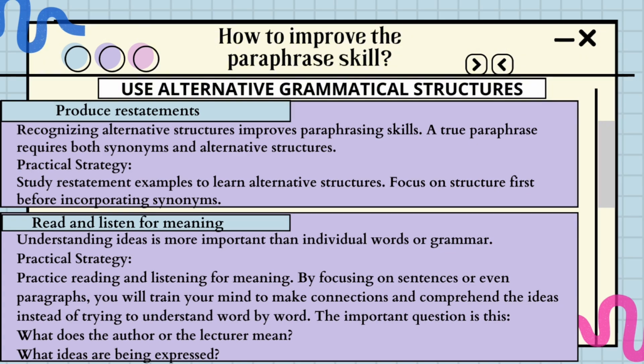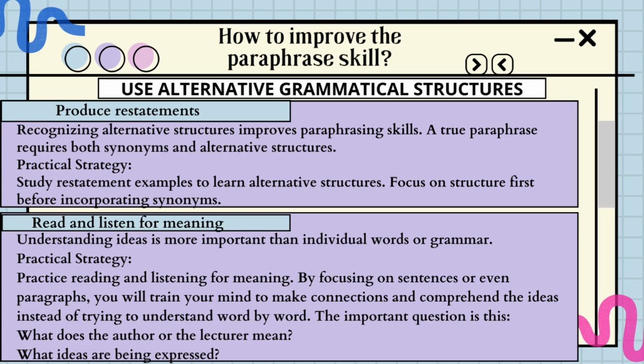Next, read and listen for meaning. Understanding ideas is more important than individual words or grammar. The practical strategy is practicing reading and listening for meaning by focusing on sentences or even paragraphs. You will train your mind to make connections and comprehend the ideas instead of trying to understand word by word.